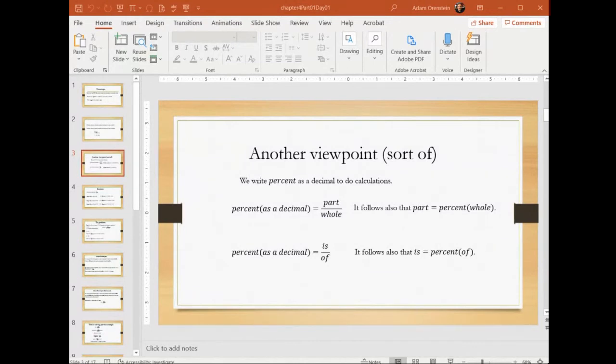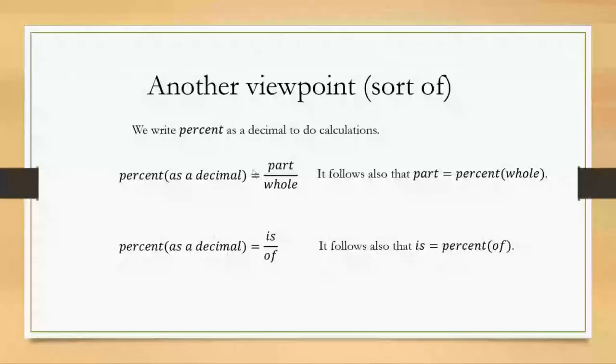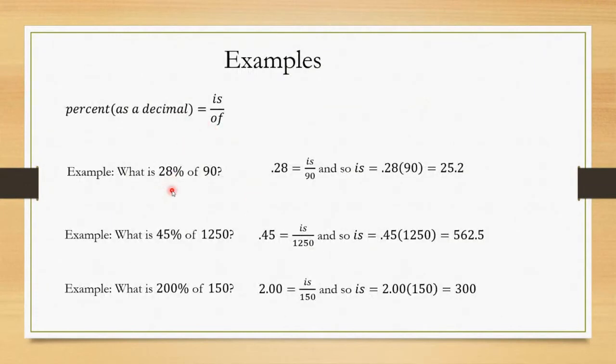Okay, when we do some examples shortly, you'll see what I mean. But percents are used all around us. For instance, what is 28% of 90? When you have this kind of word problem, "is over of," you can use this equation.